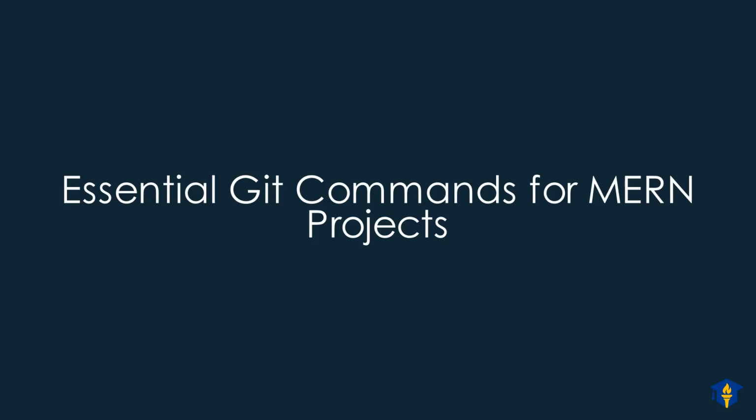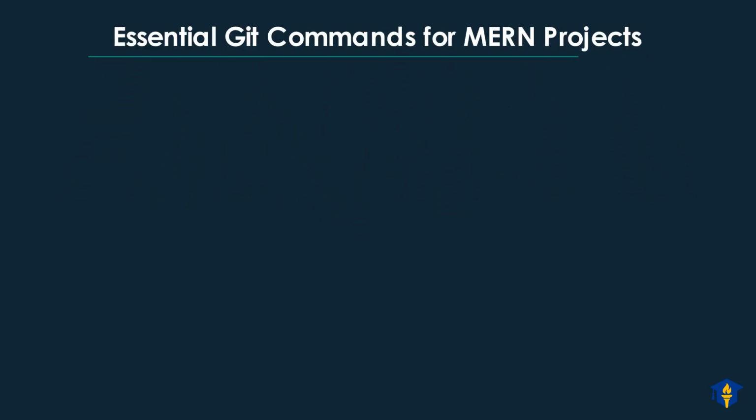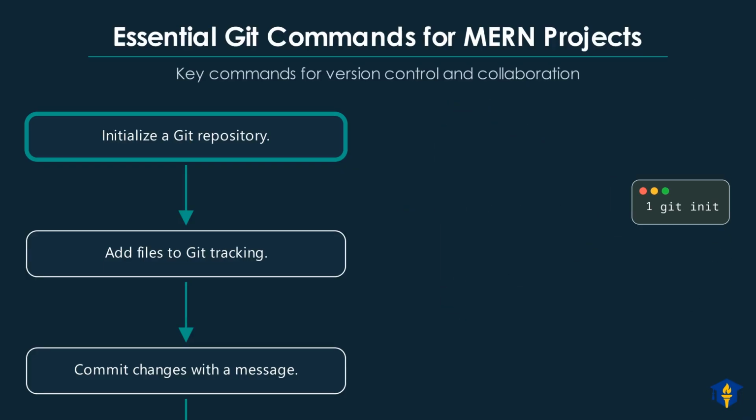Let us now go through essential Git commands that you will frequently use in your MERN projects. These are key commands for effective version control and seamless team collaboration. To start a new Git repository in your project directory, you will initialize it. Use the command git init to create an empty Git repository.